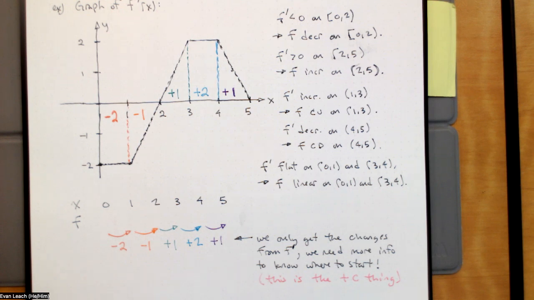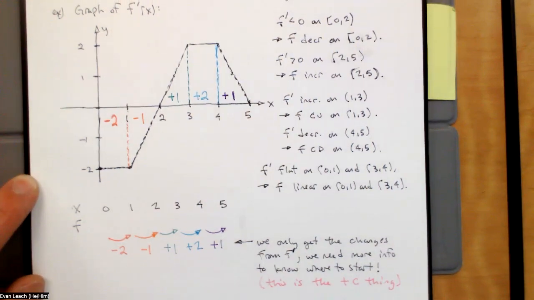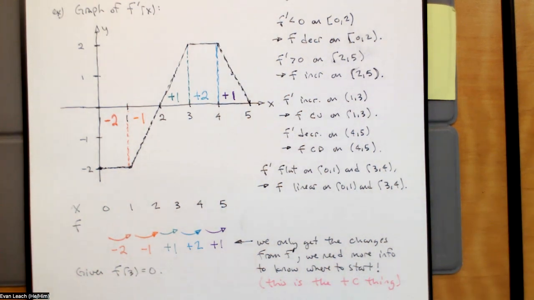So here's the graph of f prime of x. If I give you one of these values, so if I said, here's the graph of f of x, if we're given that, let's say, f of 3 is equal to 0, that's information about the plus c. Not specifically what the plus c is, but it gives us a place to start.